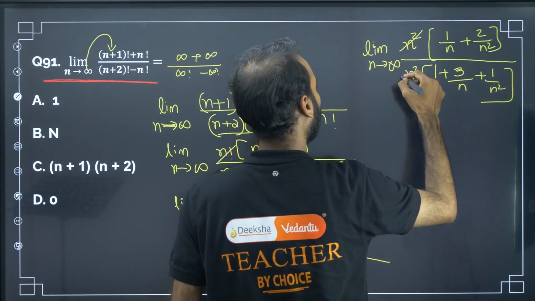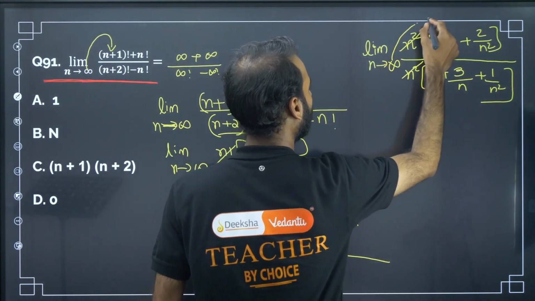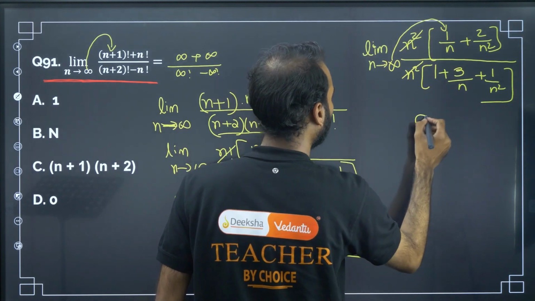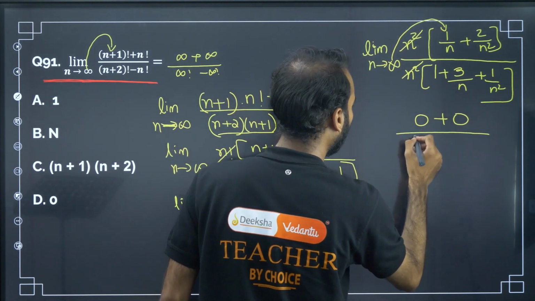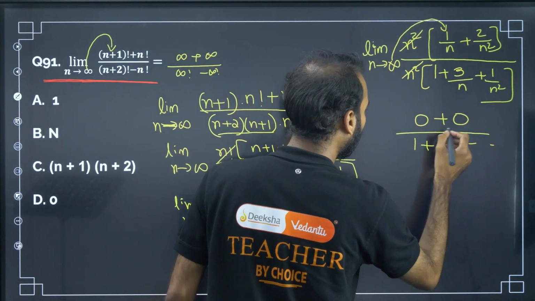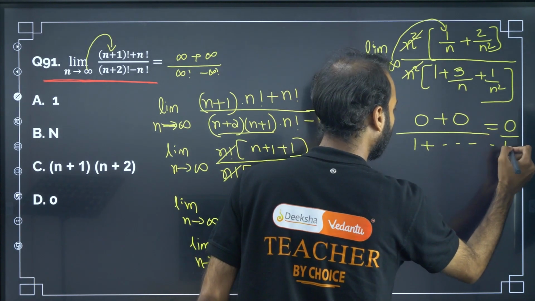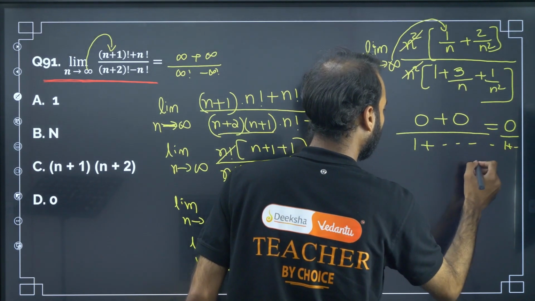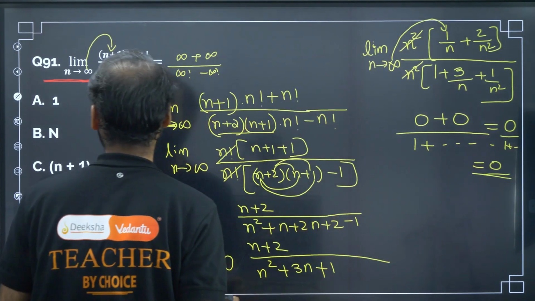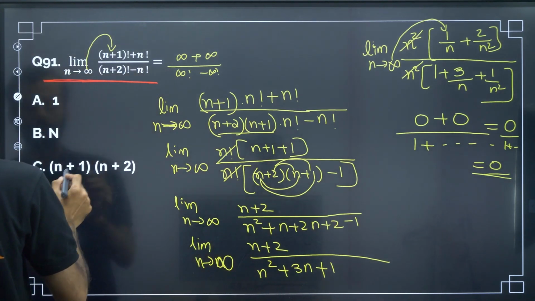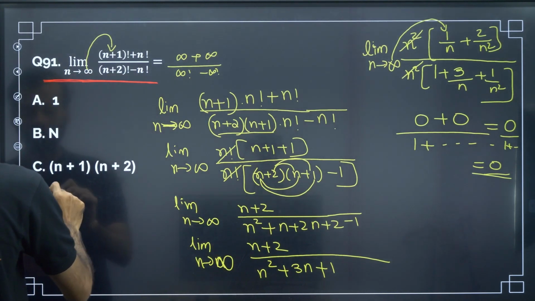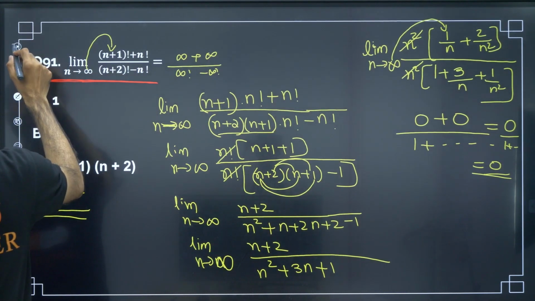If I cancel n square and n square, and substitute n as infinity, this is 0 plus 0 divided by 1 plus something. Anyway, it is 0 divided by 1 plus, so it is equal to 0. Is there any option with 0? Yes, D is the answer. Moving on to the next question.